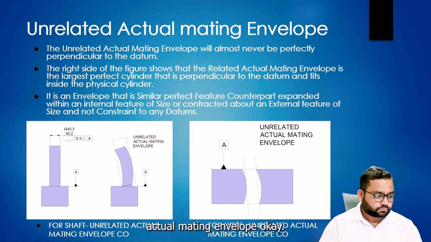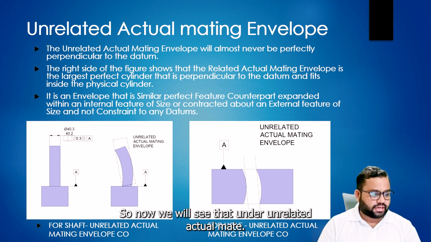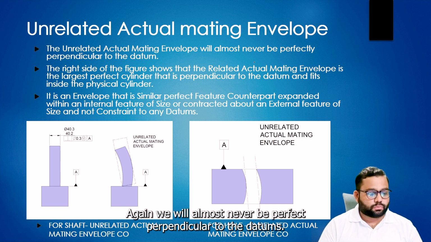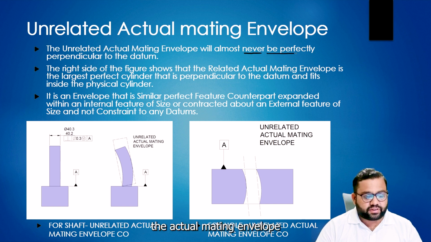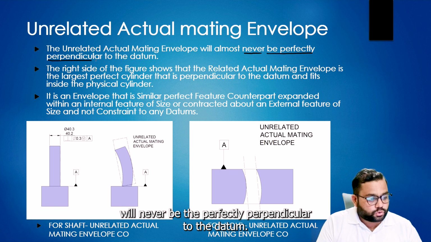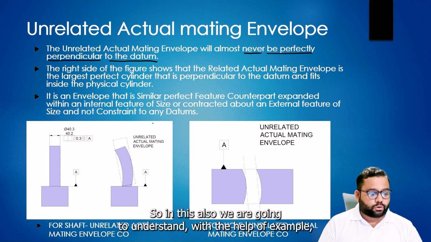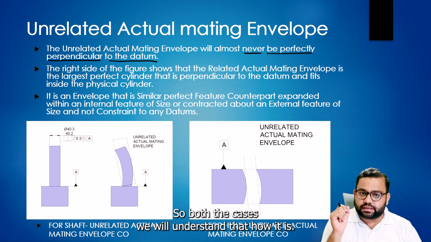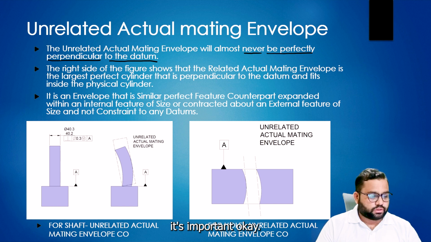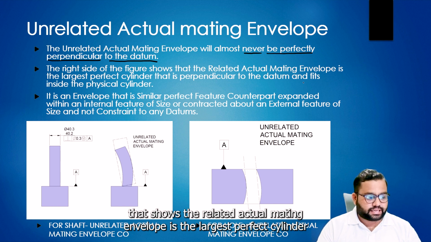Now we will see that the unrelated actual mating envelope will almost never be perfectly perpendicular to the datums. This point is very, very important. We are going to understand it with the help of an example, with the help of a shaft and with the help of a hole. In both cases we will understand how it is important.